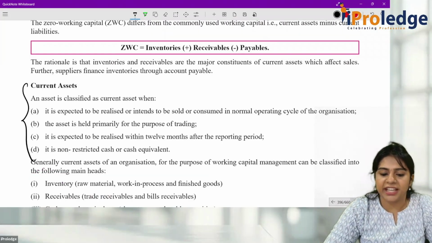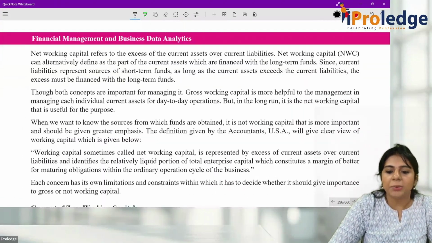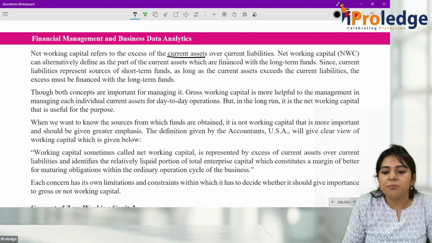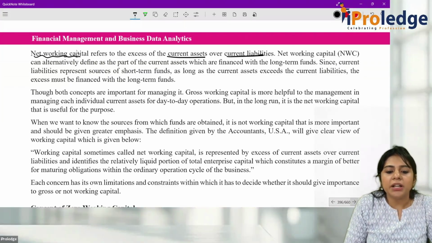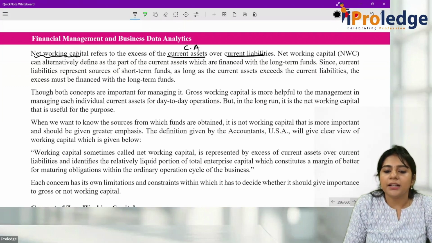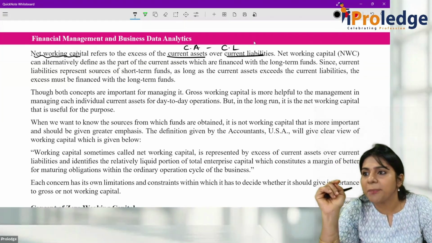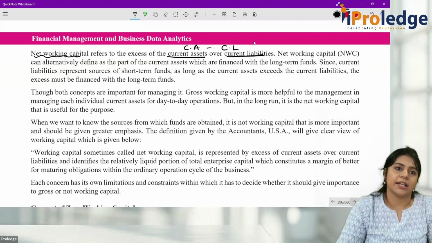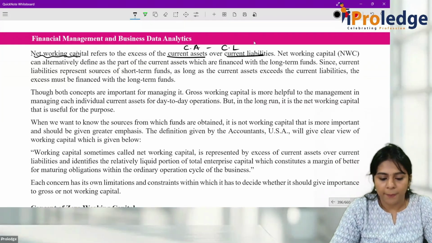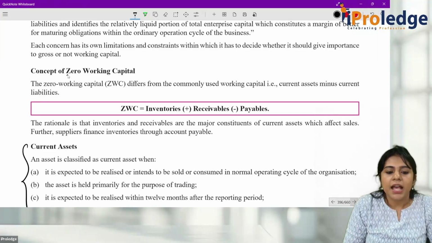What is net working capital? As the name suggests, your net working capital is simply current assets minus current liabilities. So what is net working capital? Net working capital is nothing but current assets minus current liabilities. What was gross working capital? Gross working capital was simply the total of all the current assets. Simple. Right. The next concept that we will be discussing is zero working capital.